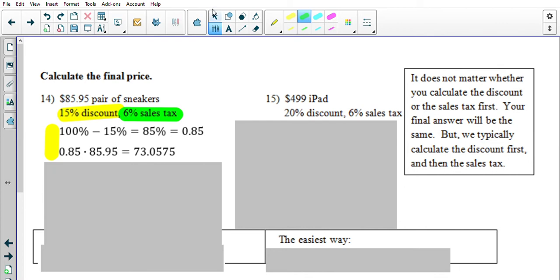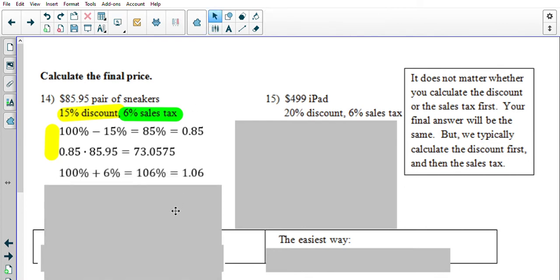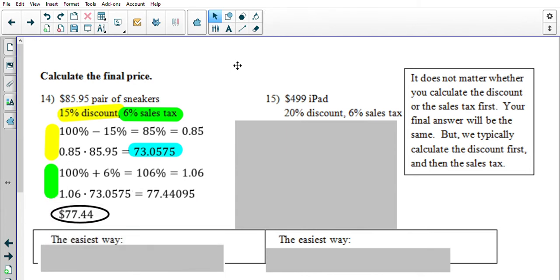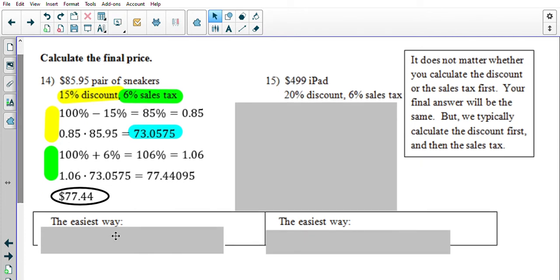6% sales tax is 100% plus 6% or 106%, which is 1.06. But we don't multiply 1.06 by the original price. We multiply it by the discount price from up here. I'm going to highlight this in blue. So we're going to take 1.06 times the 73.0575. And again, all of this stuff right here is going to be for sales tax. We get 77.44095. So round it to the nearest cent will be $77.44.